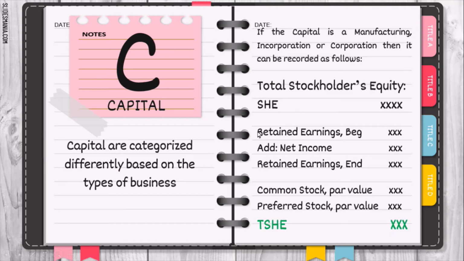And then we have another account, which is the retained earnings beginning, to which we add the net income. Instead of adding it to the capital, we add it to the retained earnings beginning. Then we have the retained earnings end. So capital, add the retained earnings end, and also add the common stock par value and the preferred stock par value. These four will be part of your total stockholders' equity or total capital.